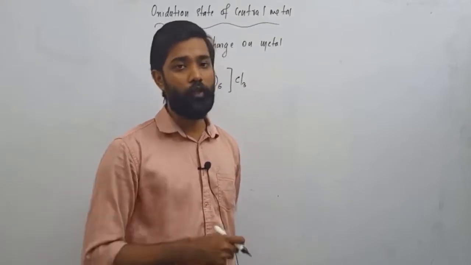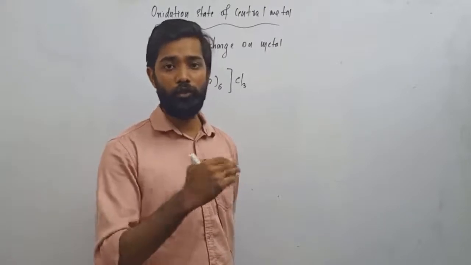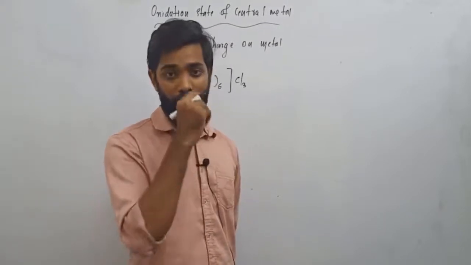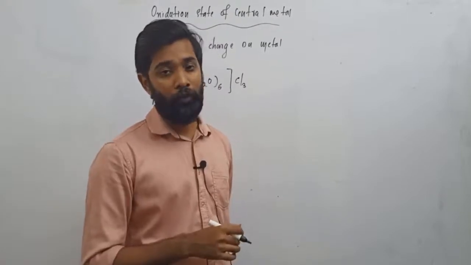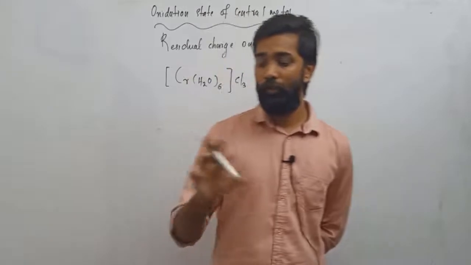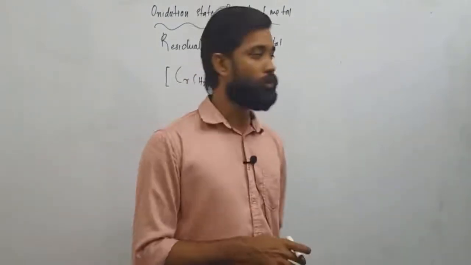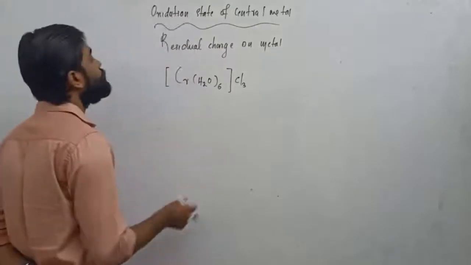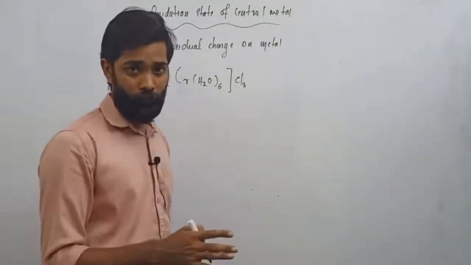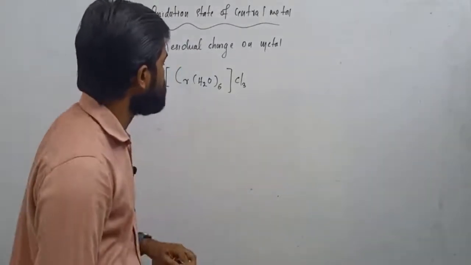That is one part. If you want to attempt questions regarding nomenclature, you should be able to find the oxidation state of the central metal, because in every nomenclature there is a method: the oxidation state of the central metal is represented in parentheses. So the method for finding oxidation state is very important. Okay, fine. So [Cr(H2O)6]Cl3.